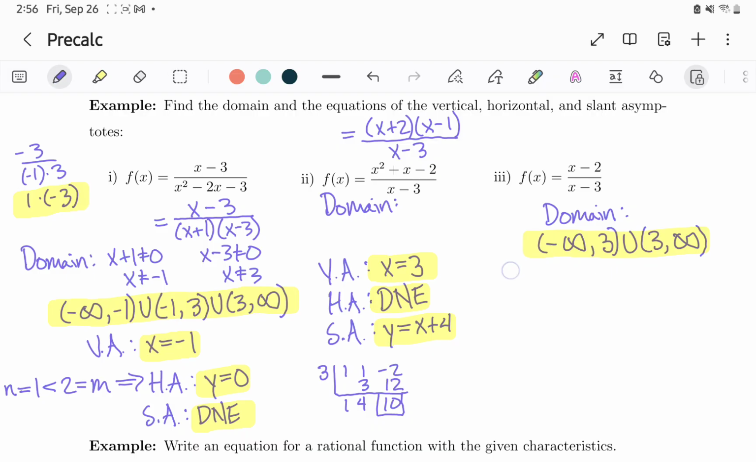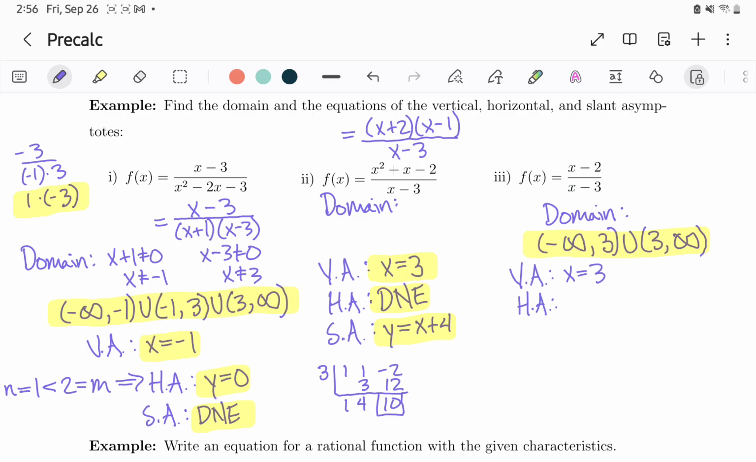And then vertical asymptotes. Well, again, since we don't have any factors in common between the numerator and the denominator, the one factor in the denominator is going to correspond to our one vertical asymptote, which again is going to be given by the equation x equals 3. Horizontal asymptotes.